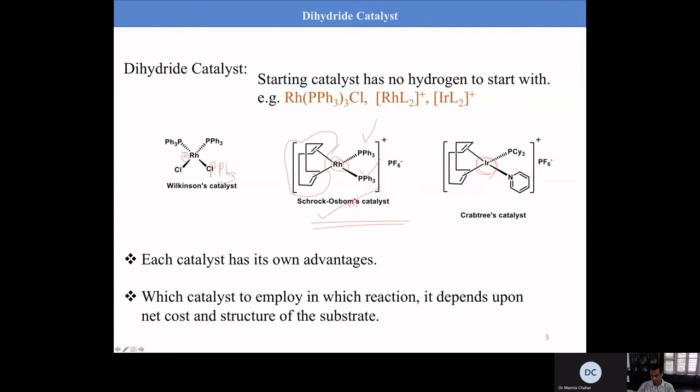For iridium, it is once again the iridium 1+ catalyst, just like rhodium. This is cyclooctadiene, or COD. This cyclooctadiene, iridium plus, and PCy3 pyridine ligand will be known as the Crabtree catalyst. It's very effective for the hydrogenation reaction of substituted olefins.